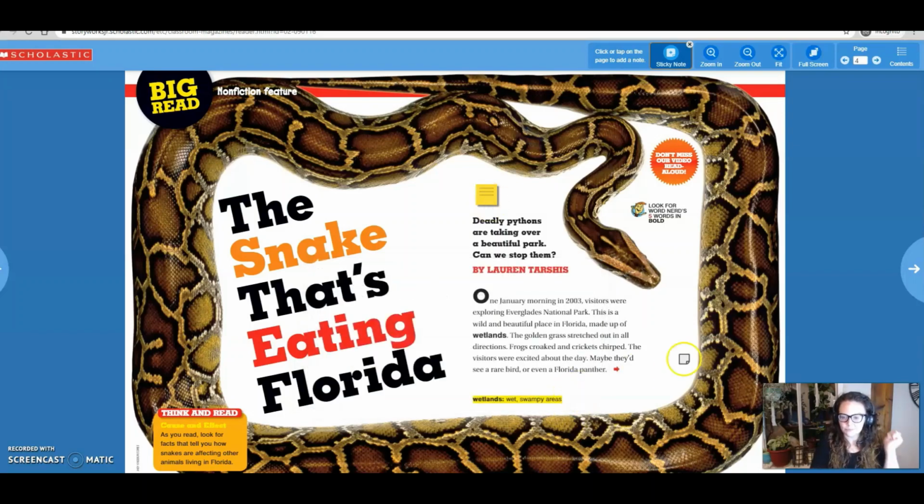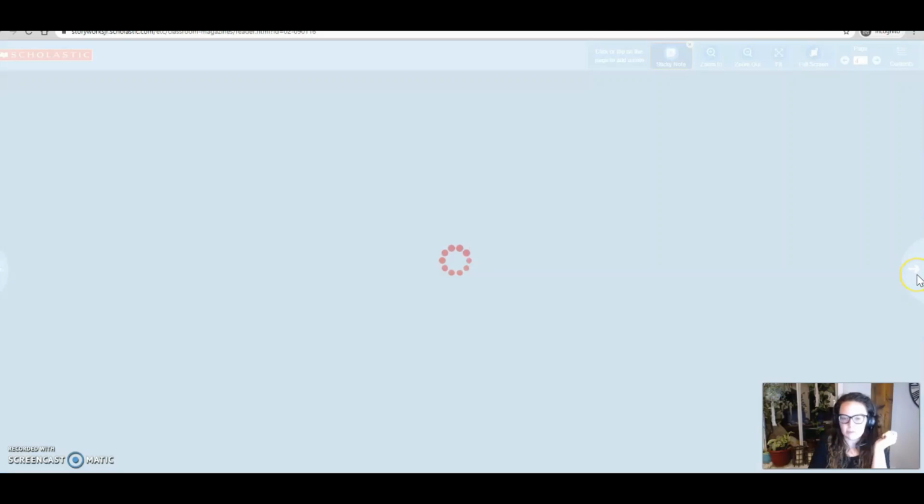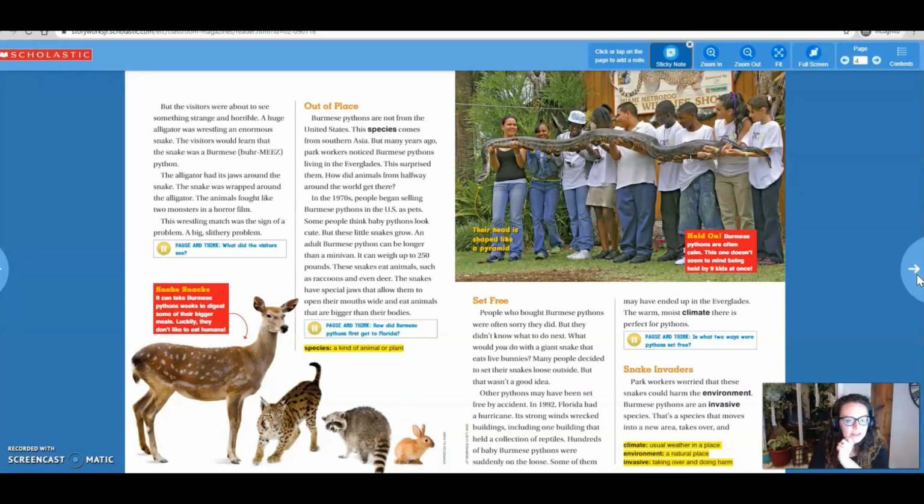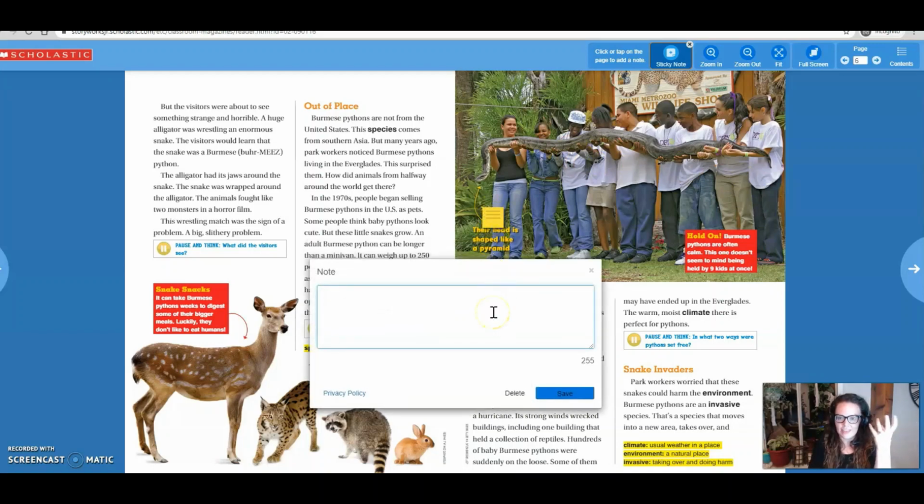Interesting. Okay, I'm going to go on to the next page and survey a little bit more, see what I can figure out. Oh, first thing I notice is that this is a huge snake. Their head is shaped like a pyramid. Now, my schema is telling me that I've heard that snakes with triangle-shaped heads are poisonous, but I know that pythons aren't poisonous, right? So that's going to be one of my questions. Are pythons poisonous?